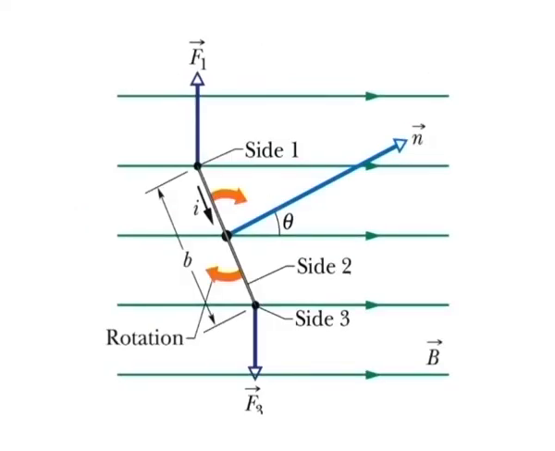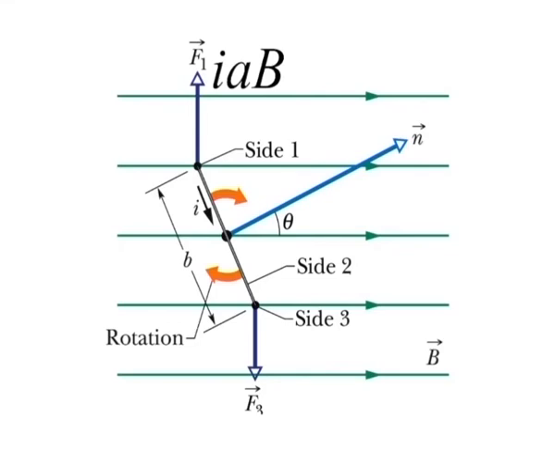The situation is different for sides 1 and 3. For them, the length vector is perpendicular to the magnetic field. So the force vectors F1 and F3 have the common magnitude IaB. Because these two forces have opposite directions, they do not tend to move the loop up or down. However, these two forces do not share the same line of action, so they do produce a net torque.